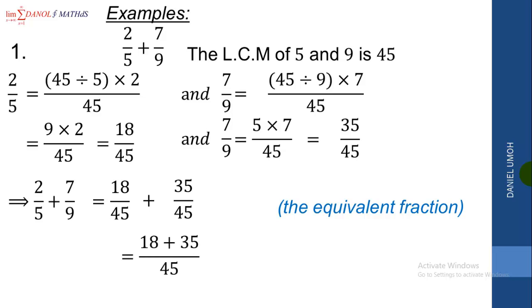That's 18 plus 35 all over 45. 18 plus 35 gives us what? 53. Then over 45. And of course, if you convert that to a mixed fraction, we say 53 divided by 45. That gives us one whole number, remainder 8 over 45. I hope you understand what we just explained. Please, if you have any difficulty, we will encourage you to look through the lectures again.